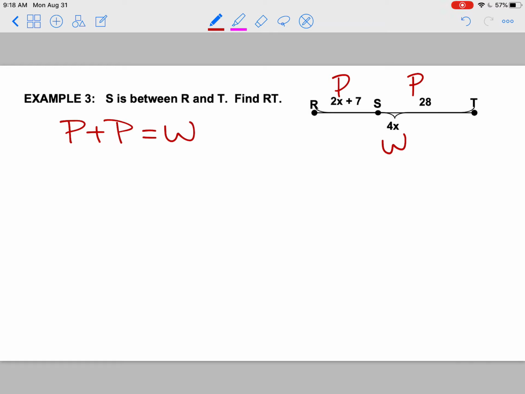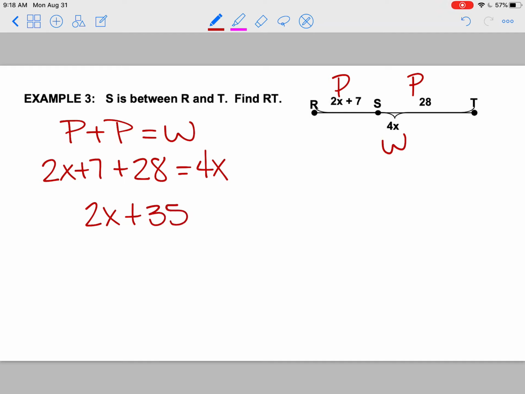We can substitute in our parts. So 2x plus 7 plus 28 equals 4x. So let's combine our like terms. 7 and 28 get combined, so we can say 2x plus 35 equals 4x. Move your 2x over and subtract, so 35 equals 2x. Divide by 2, x equals 17.5.